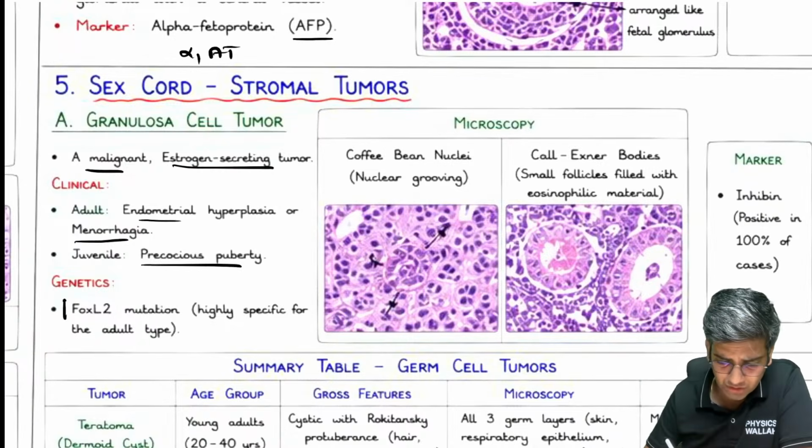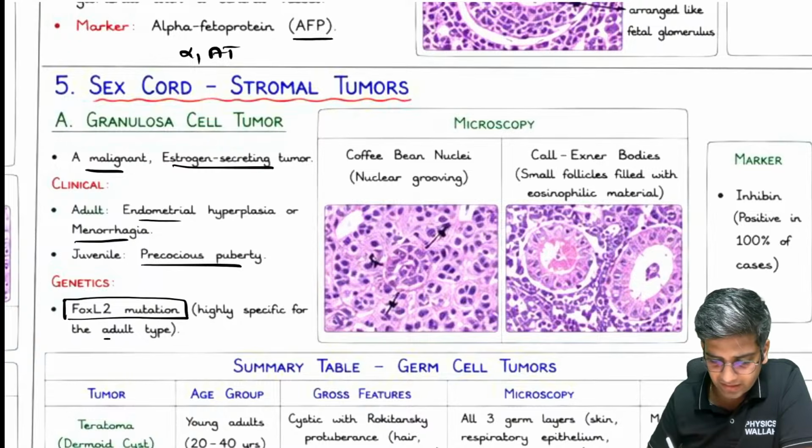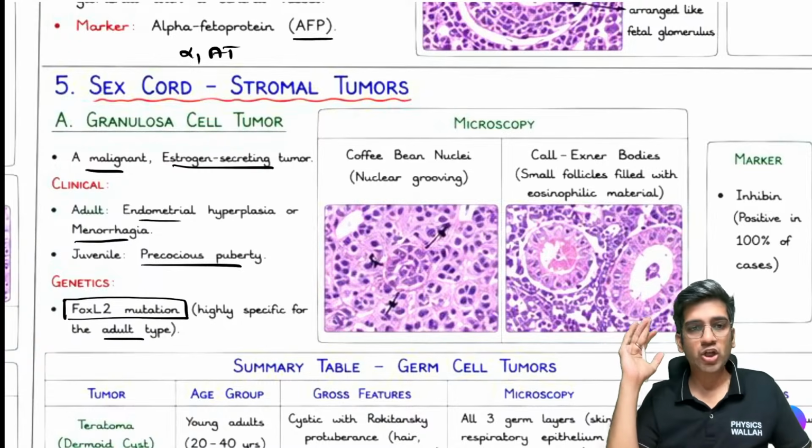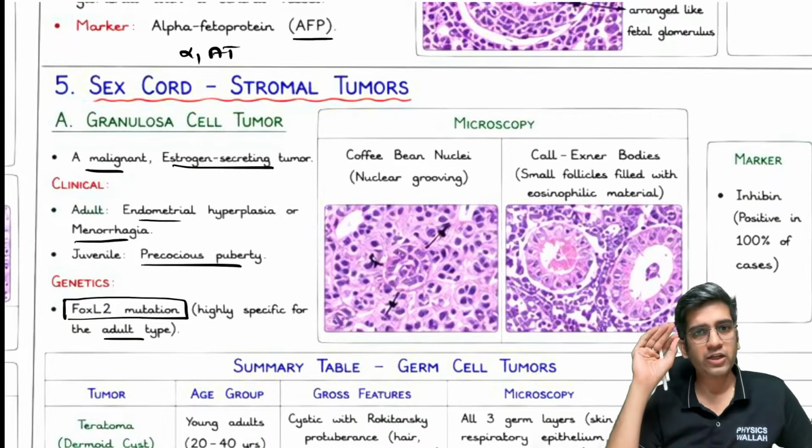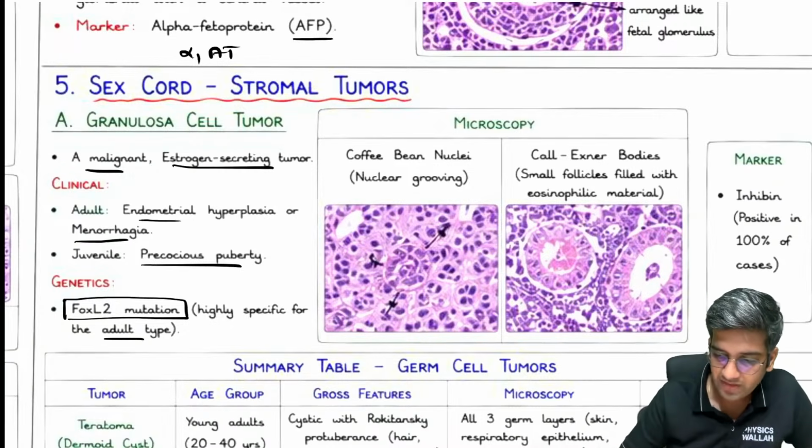And there's a specific mutation called FOXL2. It's a transcription factor seen predominantly in adults, not seen in children, right? Now, the gross finding of this tumor.